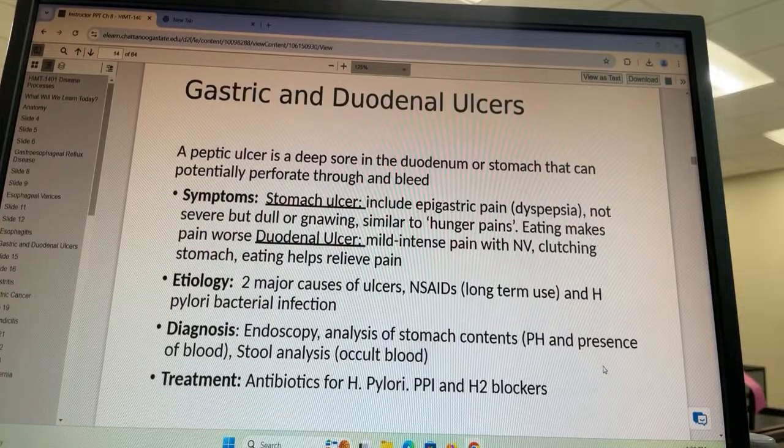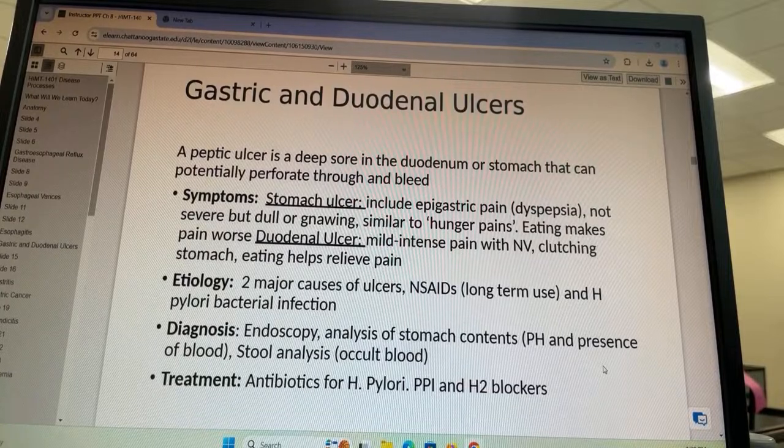There are two major causes, although there are more. The main two is long-term use of NSAIDs. NSAIDs are a drug class. They stand for non-steroidal, so not a corticosteroid, okay? Non-steroidal anti-inflammatory drugs. So corticosteroids work by reducing inflammation, right? NSAIDs also work by reducing inflammation, but they're non-steroidal, so that means they just work in a different way. An example of an NSAID is ibuprofen. It's an anti-inflammatory, but it's not a steroid, okay?